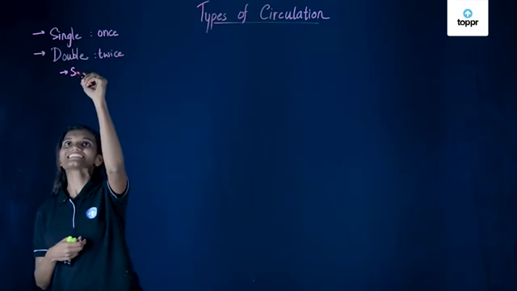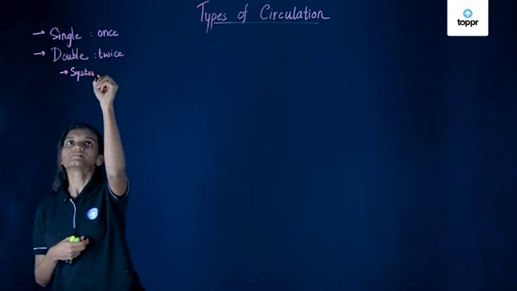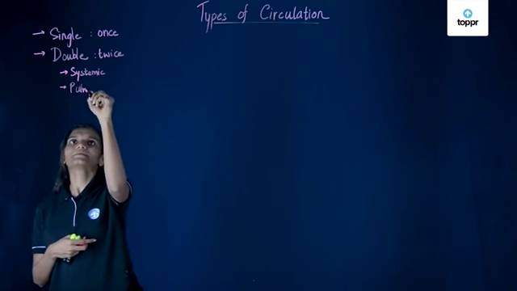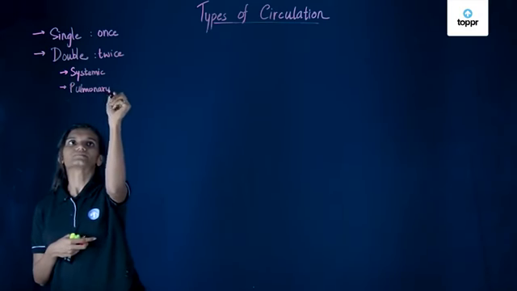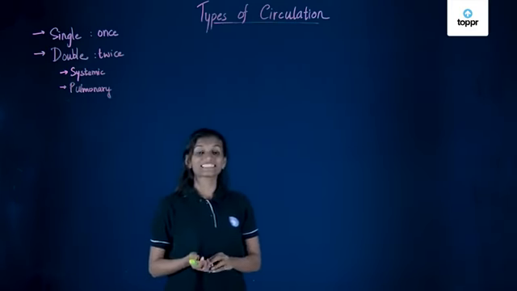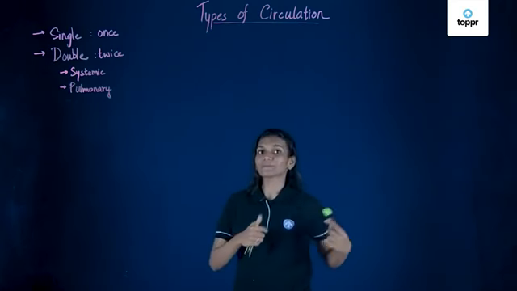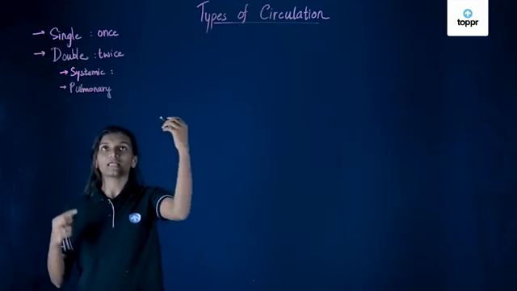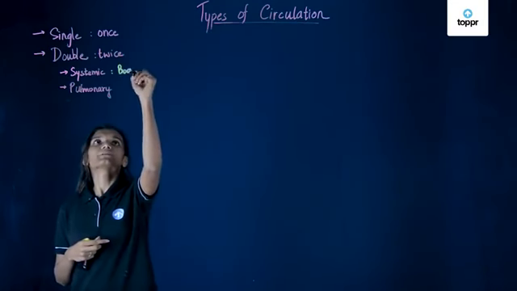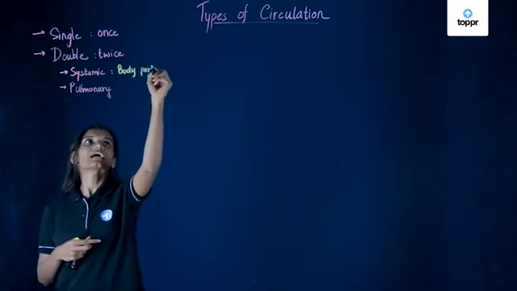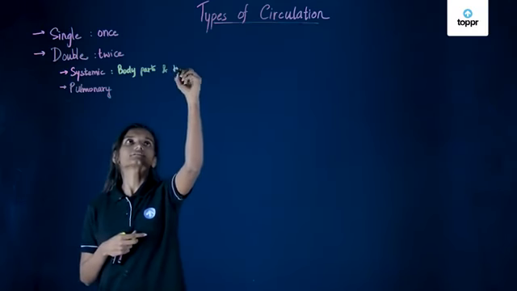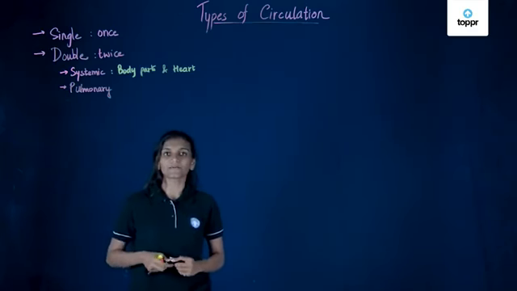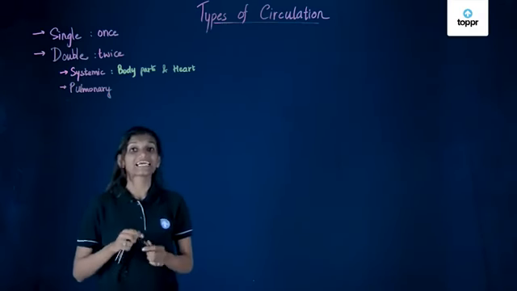The first one is systemic circulation and the next one we are going to talk about is pulmonary circulation. Now, when you talk about system, it means different body parts. So mainly it is circulation of blood through different body parts and heart. So the circulation of blood between body parts and heart.